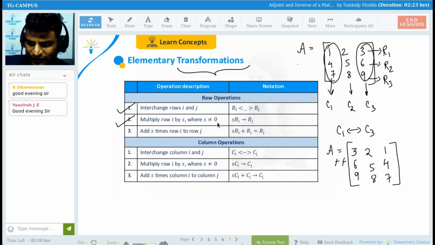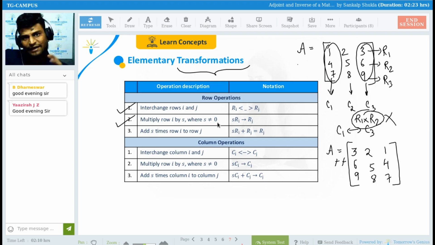For example, I am having this R1 and R2. I'll just apply R1 into R2. No, this is not possible. However, we can add rows and columns. Okay, we can add rows and columns in a matrix, but we can't multiply rows and columns with each other in a matrix. So this point has to be noted.